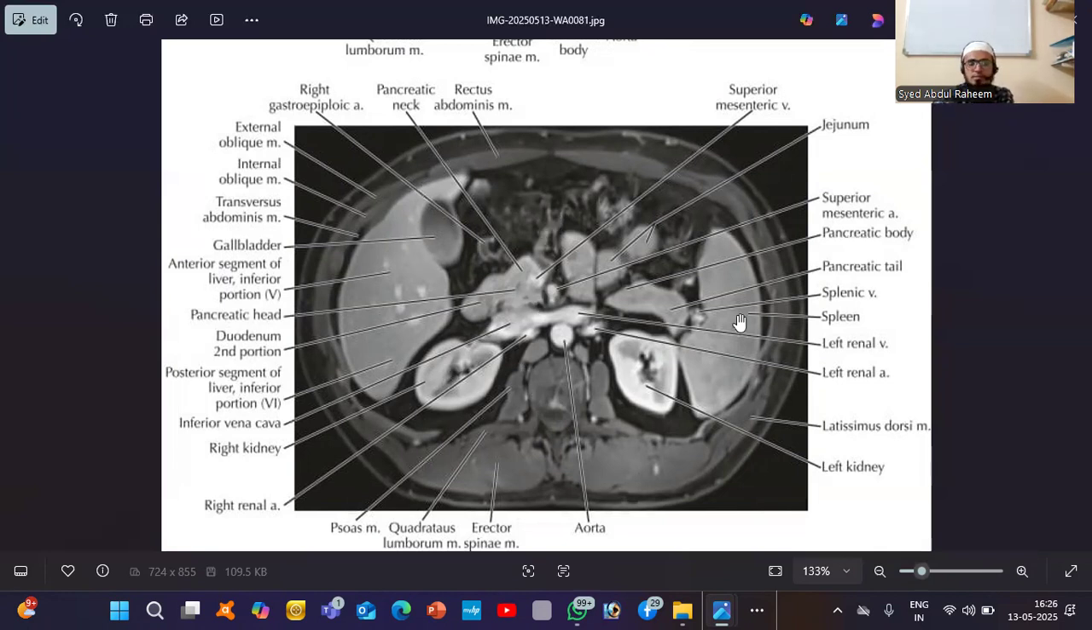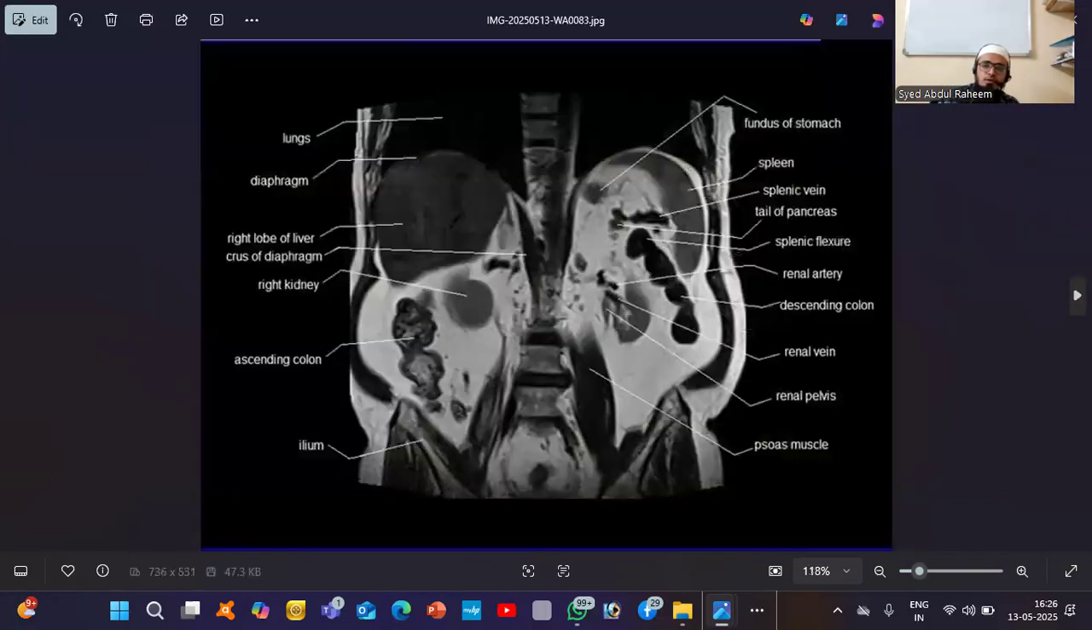Important organs are liver, spleen, kidney. Others are important but not relevant to us. Okay, we are not the radiologists to see everything in detail. You have to have an idea about which organs are present in the MRI. Okay, so this is the MRI.